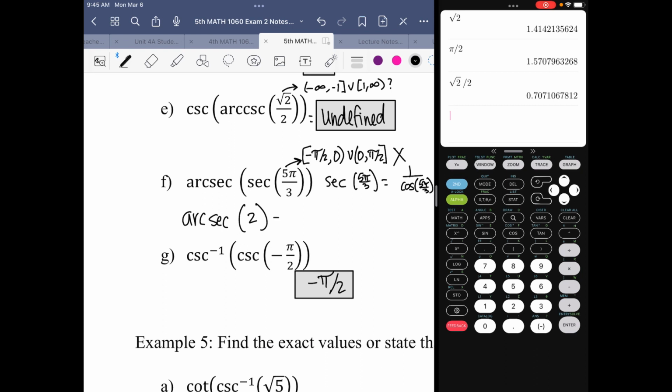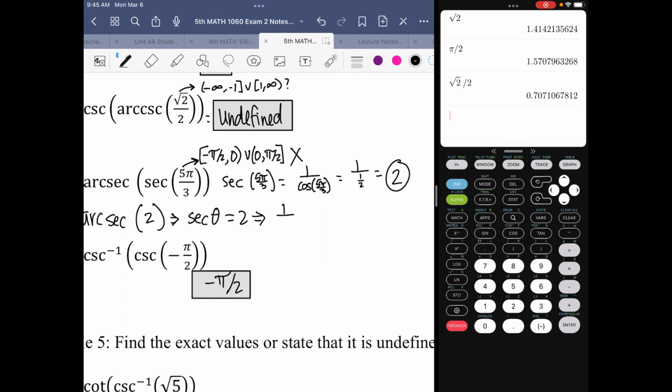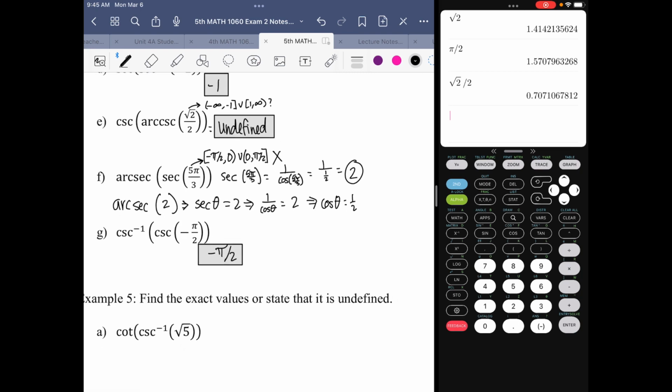Okay, so the arcsecant of 2 is asking us, okay, what is theta if the secant equals 2? Well, then that would mean that 1 over the cosine is 2, which would mean that the cosine needs to be 1/2. But the reason that this happened is this was all true for 5 pi thirds also. But 5 pi thirds was out of our domain restriction, so we need to figure out what it would be within our domain restriction. That's what we're doing right now. So the answer would be that theta equals pi thirds.